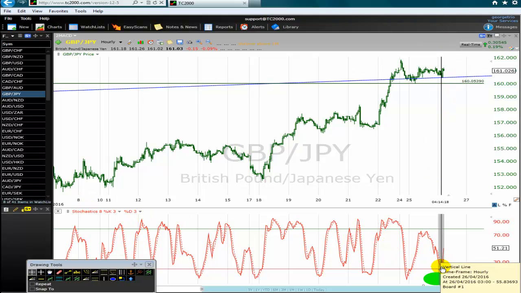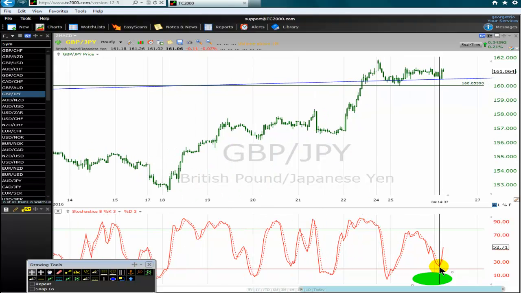Now, when the stochastic is oversold, it doesn't mean a buy signal. It means that the price is at a support level or generally at a key level. Just think of it: stochastic oversold, price is at a key level, normally at a support level. So now we'll switch our attention away from the stochastic to the price. We are trading the price. We are not trading the stochastic.